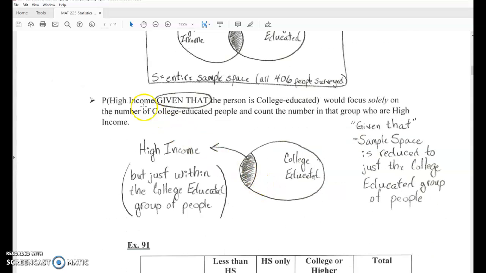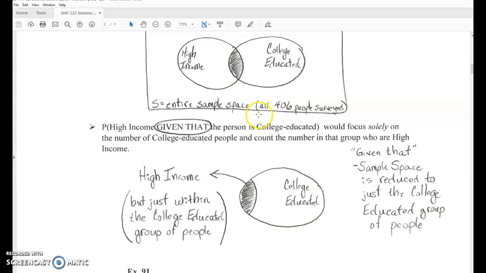If instead I said, what's the probability of high income given that the person is college educated, now what we're doing is we're saying, let's forget about the entire sample space, only focus in on the college educated people, which means we're reducing our sample space to just the college educated group. And then we still have the high income group, but just within that college educated group of people.